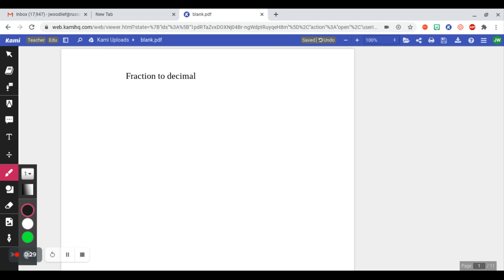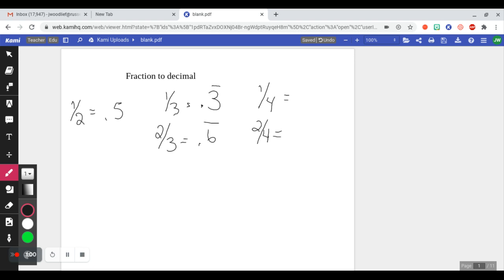Now, there are a few that you should know from memory. A half is 0.5. The next ones we're going to do are 1/3 and 2/3. Now, 1/3 is repeating, so it's going to be 0.3 repeating. And 2/3 means it's two of those, so that's 0.6 repeating. Then we get into our fourths. So we have 1/4, 2/4. Now, if we reduce that, that's the same as 1/2, and 3/4.